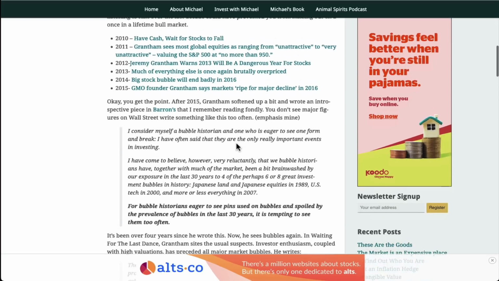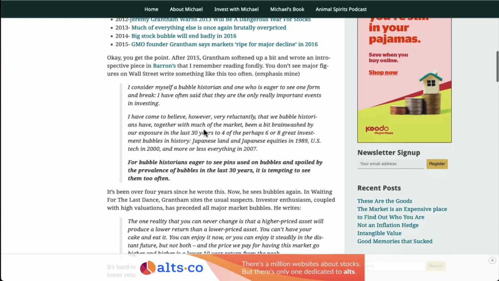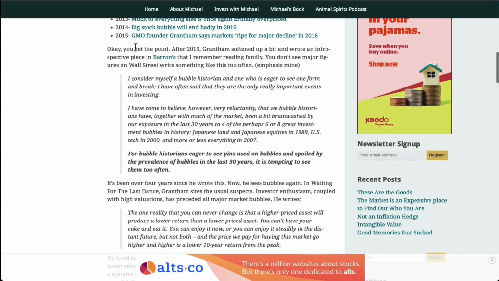Do you listen to that? Here's, I think this is really interesting. It says here, okay, you get the point. After 2015, Grantham softened up a bit and wrote an introspective piece in Barron's. And this is what he wrote.